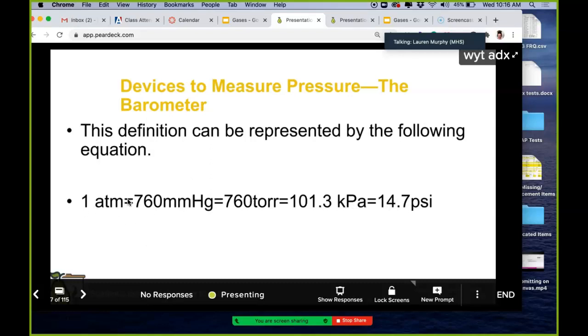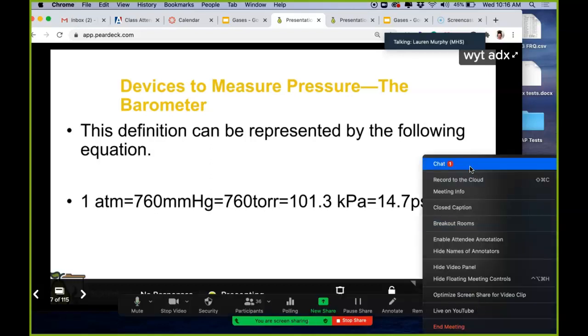Now, I just want to have a quick question. Why do you think these two things are the same? Like, where does this torr come from? Does anybody know or want to guess?